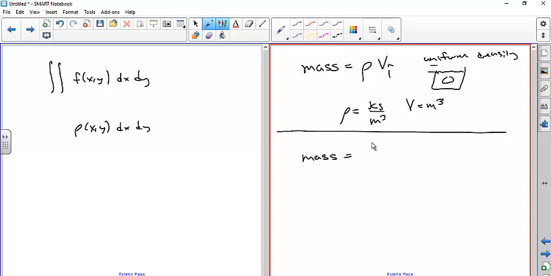Okay, now for lamina, we say the mass is the density times the area. But the density in this case is not kilograms per meter cubed, but it's kilograms per meter squared. And the area is in units of meters squared. It's kind of like charge per unit area when we deal with electrical stuff.